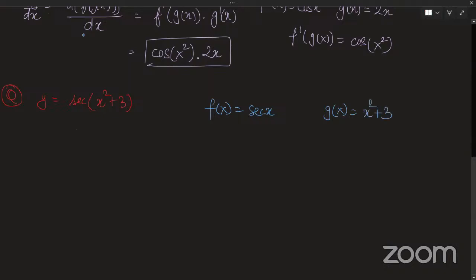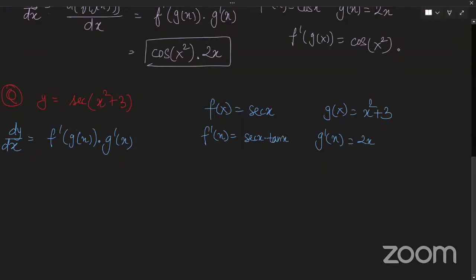Great work. So first, let us do this one. What is g dash x? 2x, sir. 2x plus 0. Okay, so what will be f dash x? Secant x into tan x. Right? Everyone agrees with this? Secant x into tan x. We have already proved it yesterday. So dy by dx is basically f dash of g of x into g dash x, right?